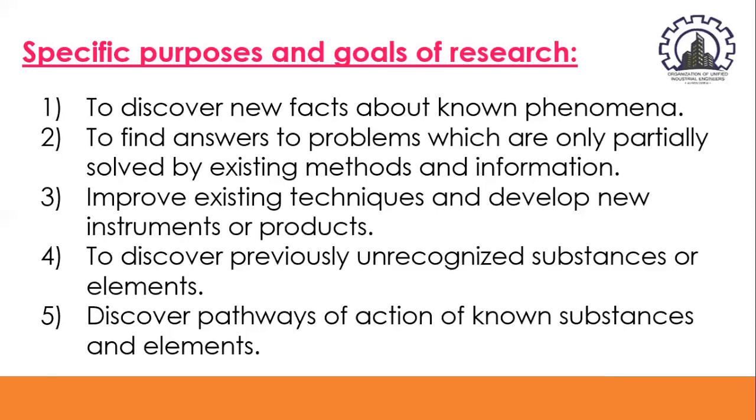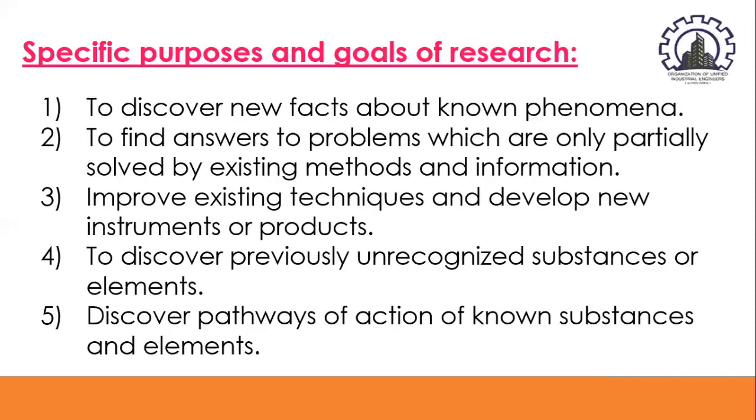Now, this goal envisages the invention of, for example, new gadgets and machines, food products, and others used by men. And fourth, we have to discover previously unrecognized substances or elements. Well, previously we had only 92 elements, but due to research, we now have more than 100 elements. And fifth, discover pathways of action of known substances and elements. Now, due to research, we come to know the dangers from abusive use of unprescribed drugs and some poisonous substances.